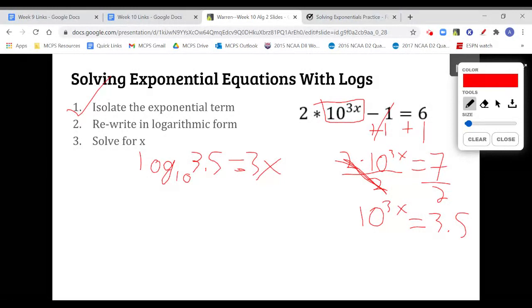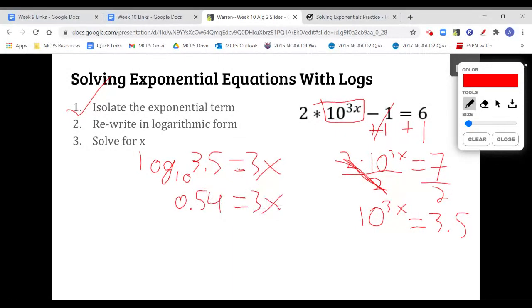Now here, typically you would use your change of base formula and go with the log of 3.5 divided by the log of 10. However, remember the common log is the base 10. That's actually what your calculator is calculating anyways. So all you really have to do here is type the log of 3.5 in your calculator. So let me do that. I'm just going to type the log of 3.5. And that gives me approximately 0.54.